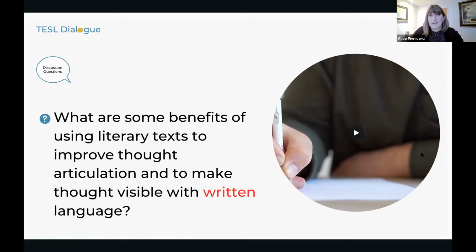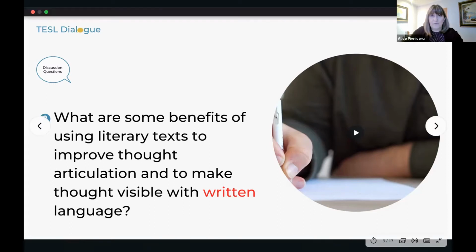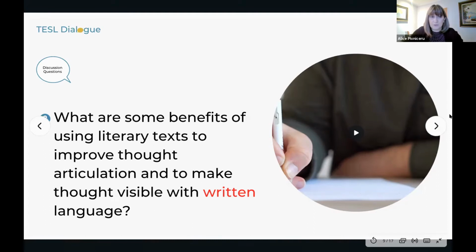So of course, and I go back to that idea, a big role in this is taken by the selection of the literary text that the teacher makes to cater to the level of the students, to whatever the students will find relevant as literary text.